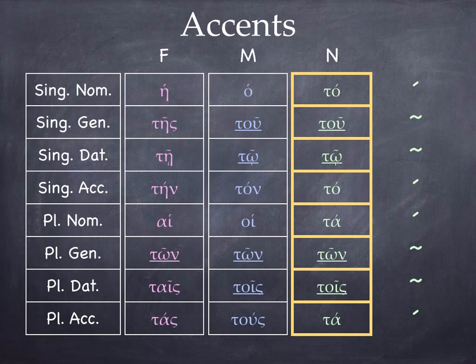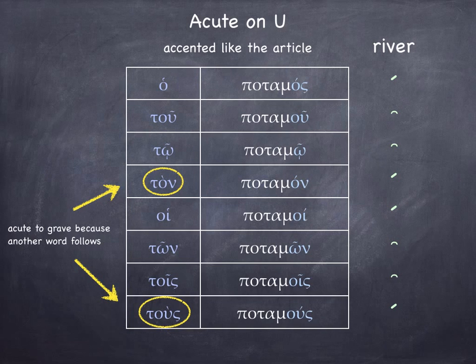This pattern holds true then for nouns that have the acute accent on the ultima in the omicron and eta alpha declensions. So let us look at an example. Potamos, a masculine noun in the omicron declension, and lo and behold, it has the pattern. The nominative singular has an acute, the genitive singular a circumflex, dative singular circumflex, accusative singular acute. The plural: nominative acute, genitive circumflex, dative circumflex, accusative plural acute. So it has the same pattern as the neuter article.